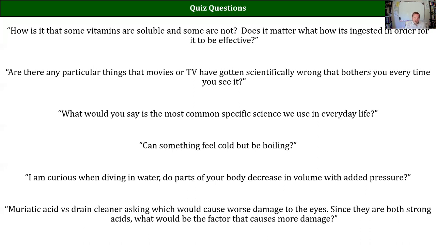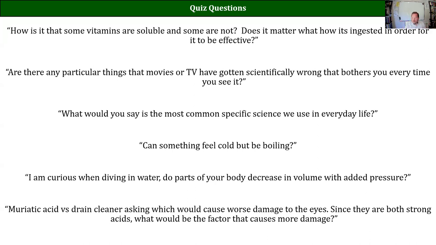And if you're doing that, then your lungs are going to stay at about the same size, regardless of how deep you go. So the only parts of your body that would really decrease in volume are the gases, because remember that liquids and solids don't generally get compressed. They're generally considered incompressible.